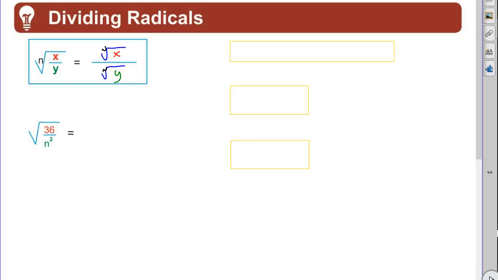All right, so how about something like this? Square root of 36 over n squared. Piece of cake, let's split it up. So we get the square root of 36 over the square root of n squared, and simplify where you can. Both simplify in this case. Square root of 36 is 6, square root of n squared is n, and there you go.